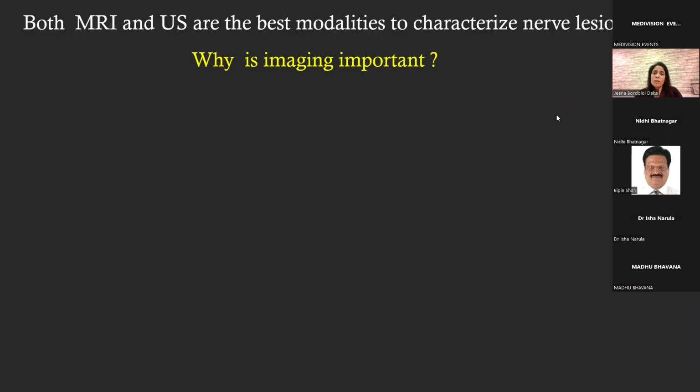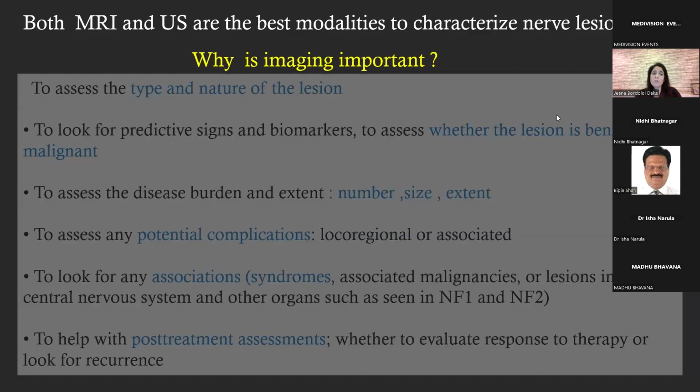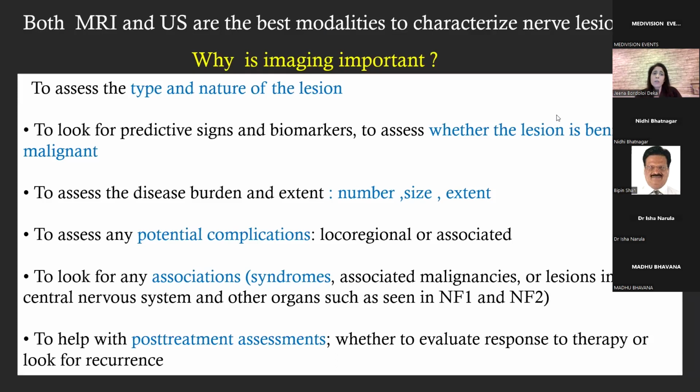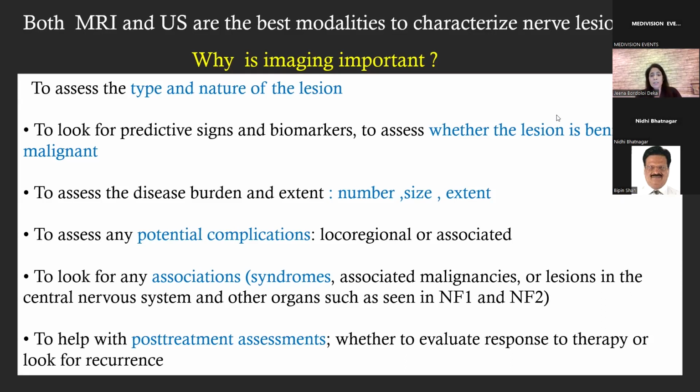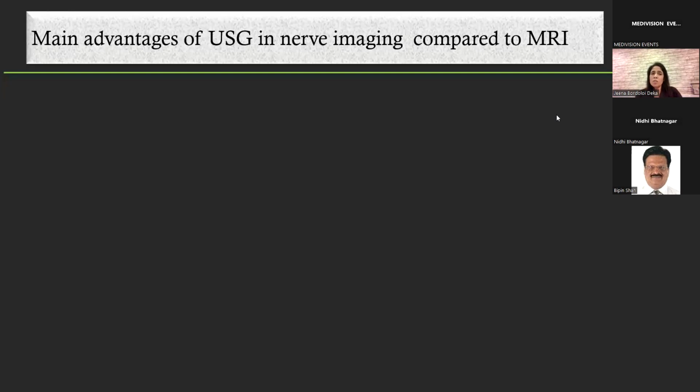Why are we imaging nerve tumors and why is it so important? When we image, we have to assess the type and the nature of the lesion. We have to look for predictive signs and biomarkers to assess whether the lesion is benign or malignant, to assess the disease burden and the extent. That is, look at the number of lesions, the size of the lesions, and the extent of the lesions, to assess for any potential complications, or to look for any associations and syndromes, any associated malignancies, and also to help with post-treatment assessments.